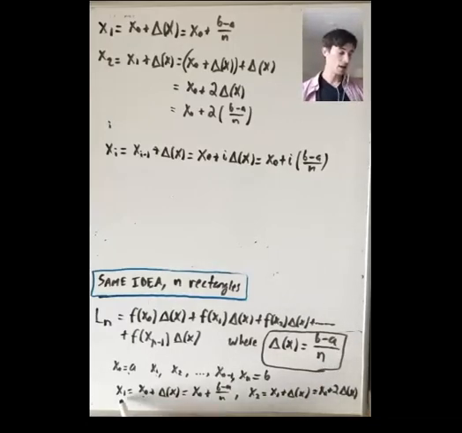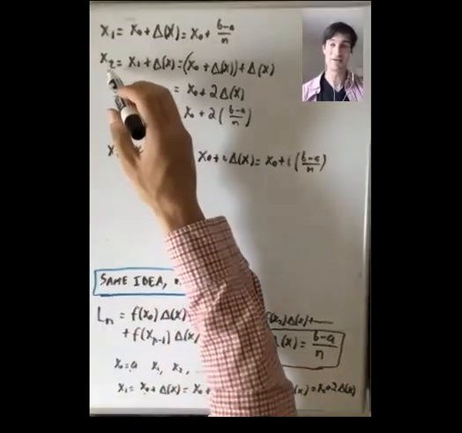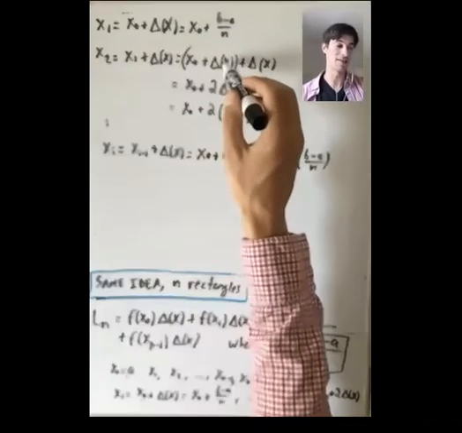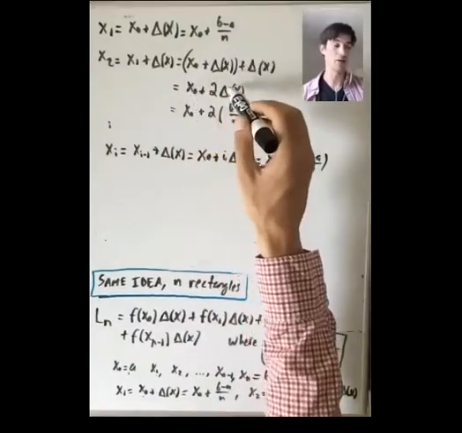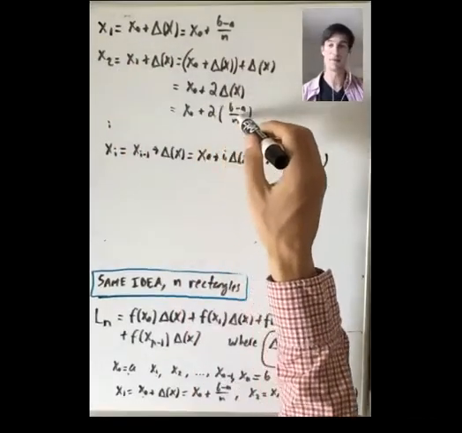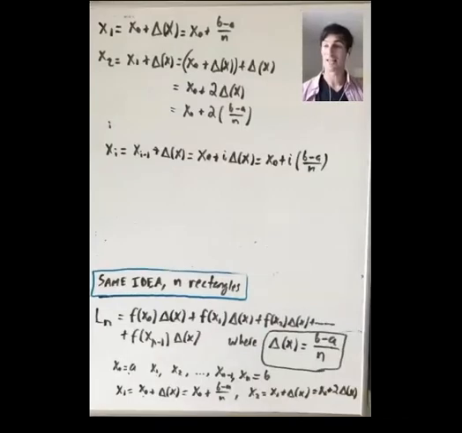So that means x1 is x0. You start at x0, and you go forward delta x. So it's just x0 plus delta x, which is x0 plus b minus a over n. Now x2 is x1 plus delta x. But x1 is just x0 plus delta x. So added together, this is x0 plus 2 delta x. So what is x2? It's x0 plus 2 times b minus a over n. x3 is x0 plus 3 times b minus a over n. And x4 is x0 plus 4 times b minus a over n.